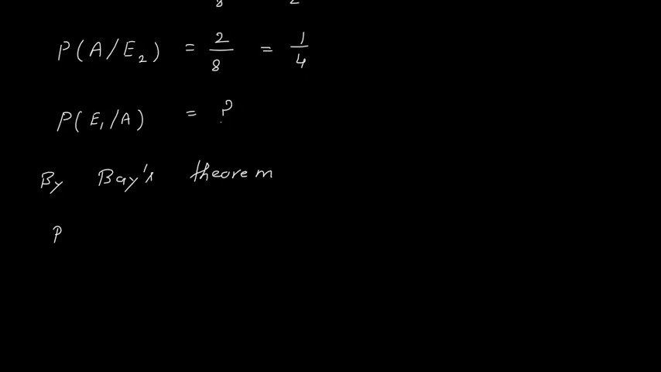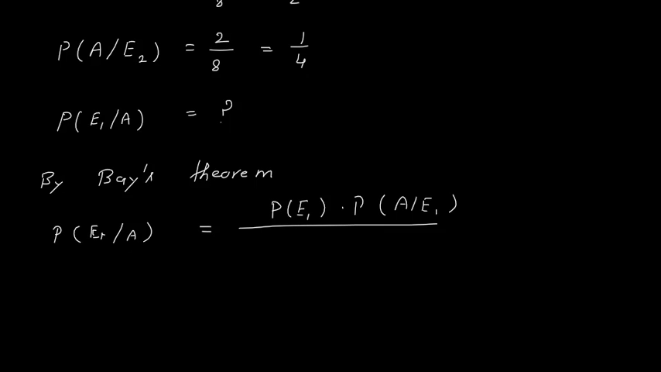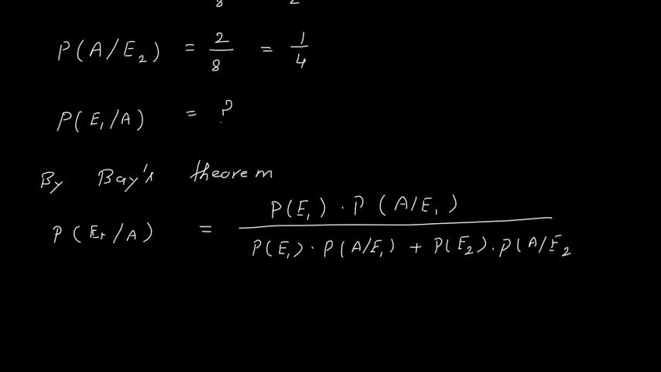Probability of E1 by A will be equal to probability of E1 into probability of A by E1, divided by, I will write, probability of E1 into probability of A by E1 plus probability of E2 into probability of A by E2.